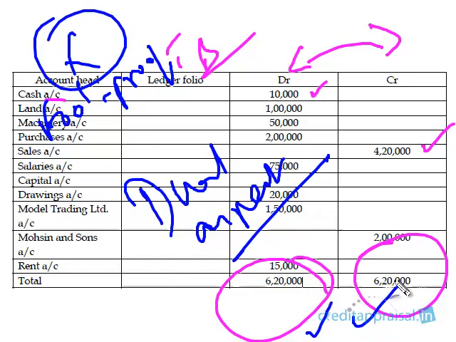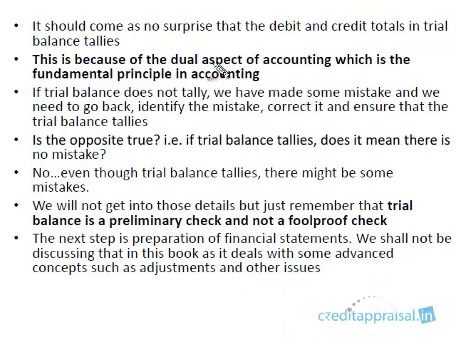But just because the trial balance has tallied, that doesn't mean that everything is right. You can still be having problems in spite of the trial balance tallying. So the trial balance is not a foolproof way of checking, but it is a preliminary check. The first thing you need to be doing is check the trial balance. If you have done everything correctly, the trial balance should be tallying. So the trial balance is tallying because of the dual aspect concept.